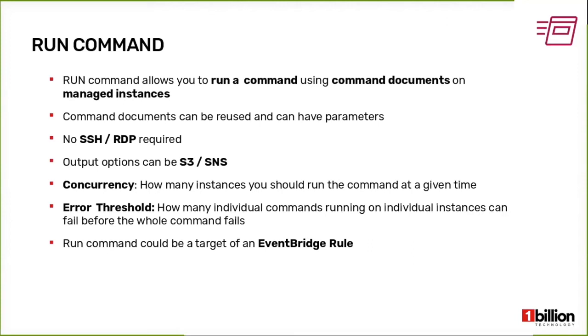While you're doing it, you can redirect your output to S3 or SNS, so once you finish, you can trigger something. Concurrency means how many instances you run the command on at a given time. Those are parameters, and you don't have to worry about them. Those are defaults, but if you want to make it faster, you can do certain optimizations. Error threshold is how many individual commands running on individual instances can fail before the whole command fails.